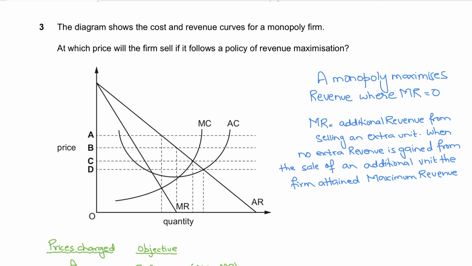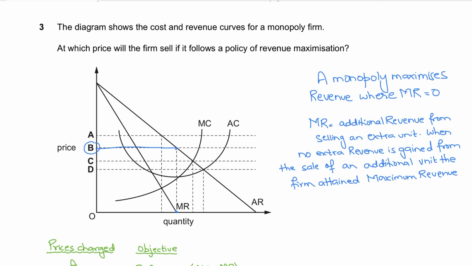Right, now a monopoly would maximize revenue where MR is 0, and the reason is pretty simple, because MR represents an additional revenue from selling an extra unit, and when no extra revenue would be gained because MR is 0, it means that we have reached the maximum revenue, right? So that would be the point where MR equals 0, and which should be a price of B, right? And hence this is the answer.